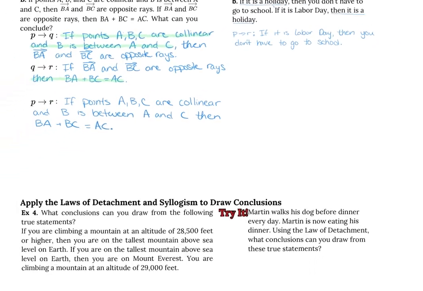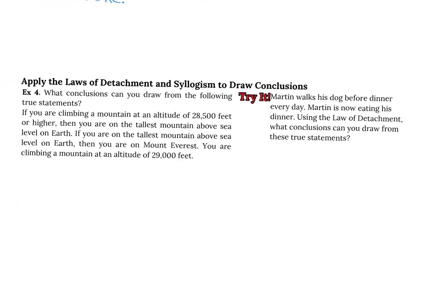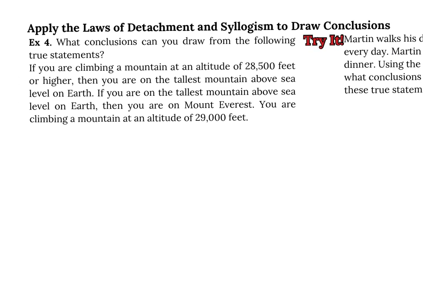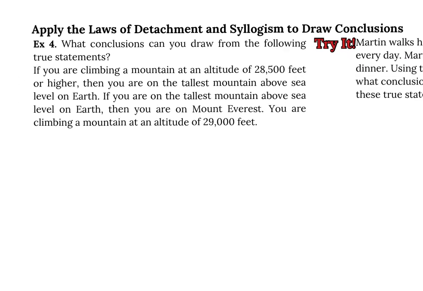Next. All right, now we're going to apply these to draw conclusions. Okay. If you are climbing a mountain at an altitude of 28,500 feet or higher, then you are on the tallest mountain above sea level on Earth. If you are on the tallest mountain above sea level on Earth, then you are on Mount Everest. You are climbing a mountain at an altitude of 29,000 feet.